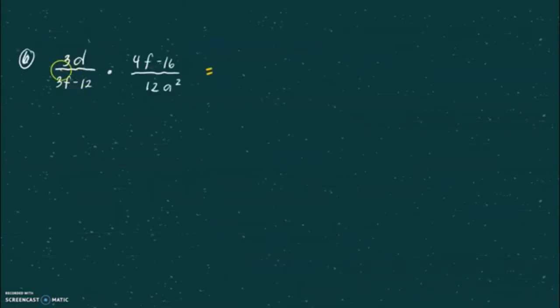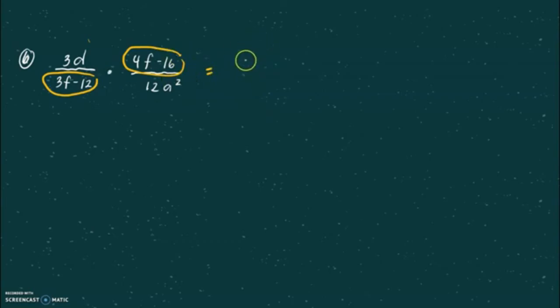Now let's have our next example. We have 3d over 3f minus 12 times 4f minus 16 all over 12a squared. Okay, now looking, inspecting your rational expressions. Okay, you know that 3f minus 12 has a common binomial factor, and 4f minus 16 also has a common binomial factor.